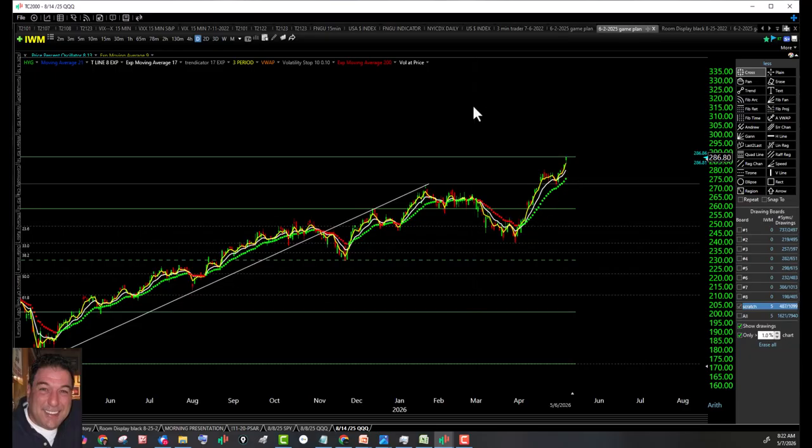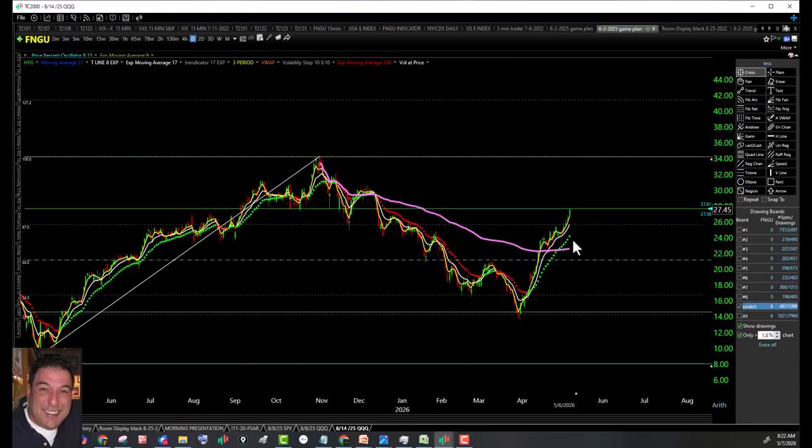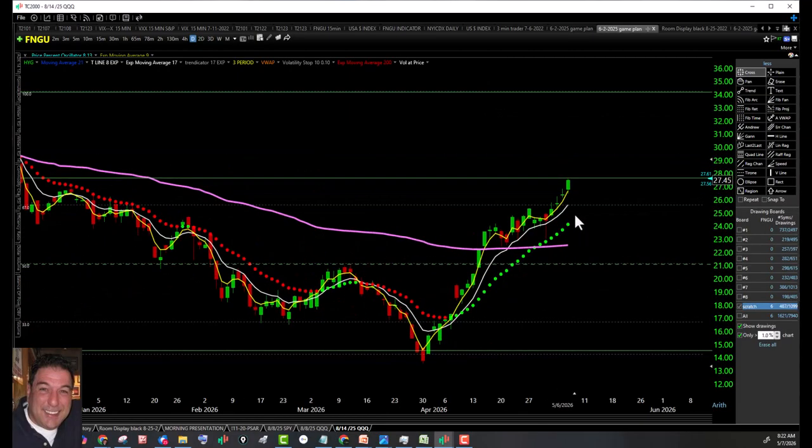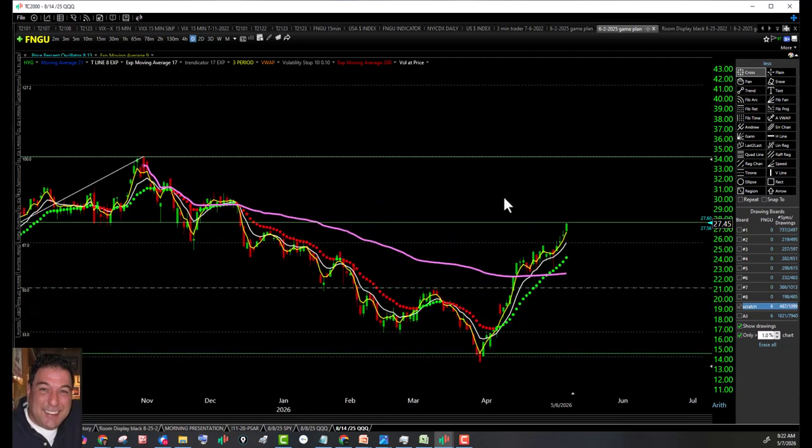All right, let's take a look at FNGU. FNGU makes a new rally high. You can see it's up here. This is the all-time high. That's the all-time low. All-time high anchored VWAP right there. So you can see price is in the upper third, so it's bullish and in an uptrend for FNGU.